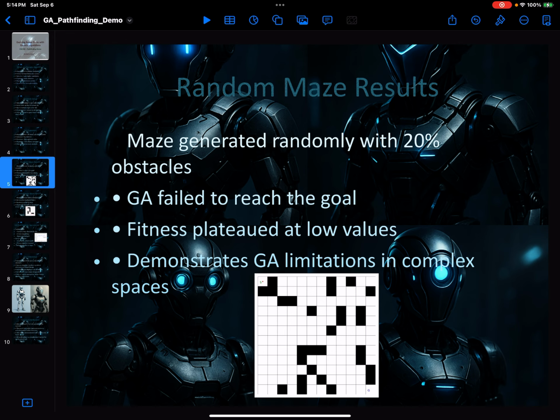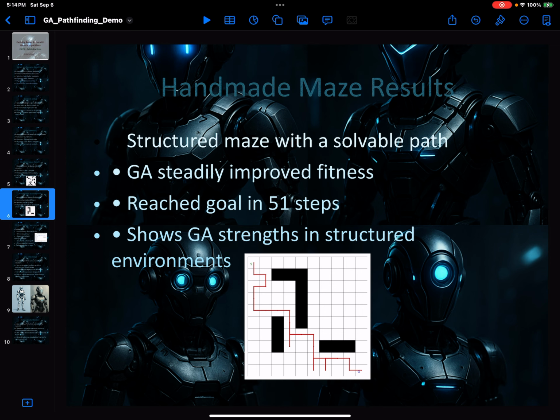I tested the algorithm on a random maze with about 20% obstacles. In this experiment, the genetic algorithm was not able to find a complete path. The fitness plateaued at low levels, and the robot never reached the goal. This demonstrates one of the main limitations of genetic algorithms. In highly complex or noisy environments, they may struggle to find feasible solutions without carefully tuning or hybrid methods.